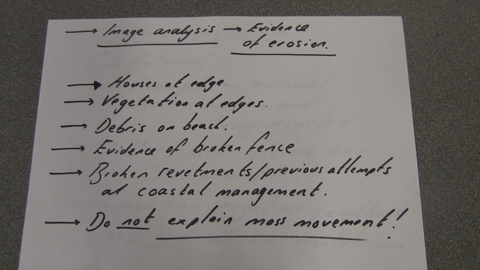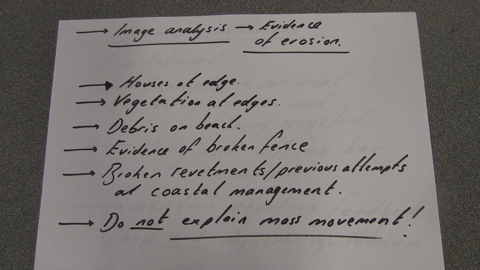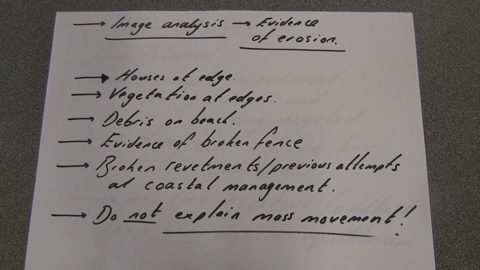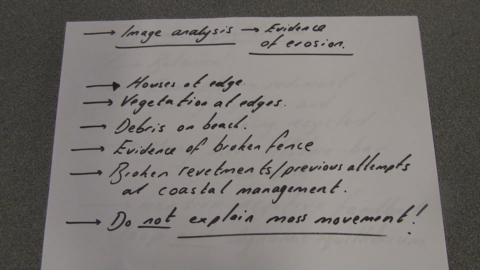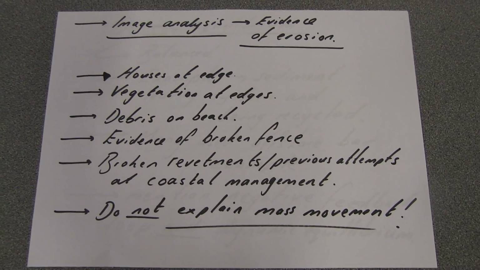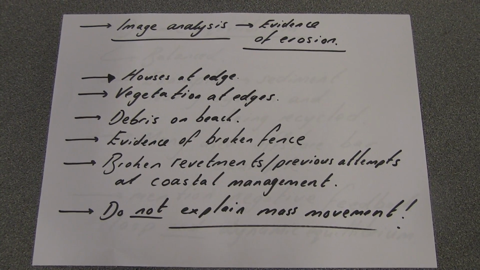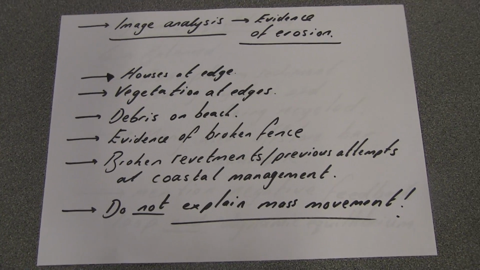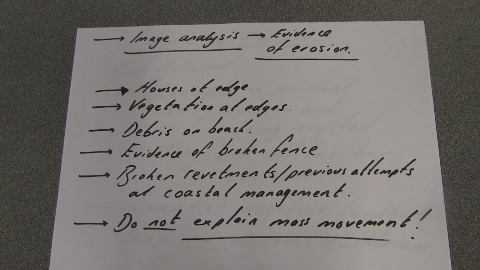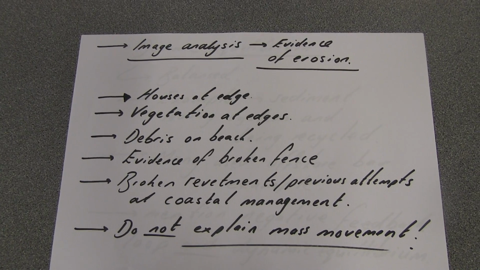Now the next question was a skills question. This skills question asked you for image analysis. So you had a picture, and you should have it in front of you right now, and on that picture you've got a cliff line and some erosion that's taking place, and it asks you what evidence you've got. Now you wrote lots of things, and broadly speaking I've summarised some of them up here at the top.